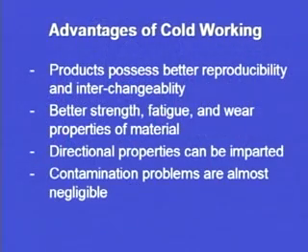Then product possess better reproducibility and interchangeability. Interchangeability is an important concept wherever we are going for mass production processes. Whenever we go for mass production, we need to have the concept of interchangeability. So, the products that are made using cold working are better reproducible, moreover they have the property of interchangeability. Why does this property of interchangeability come into picture? Because of the better dimensional control as well as a very good surface finish, which is possible using the process of cold working.